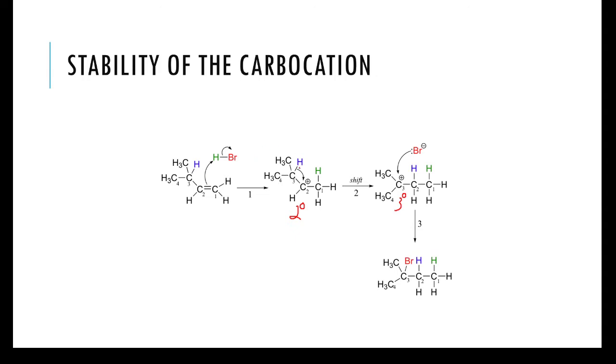We can also shift an entire methyl group. If this was a CH3 group, this whole CH3 group might drop here, and that would be known as a methyl shift. So look for that when you create your carbocations.